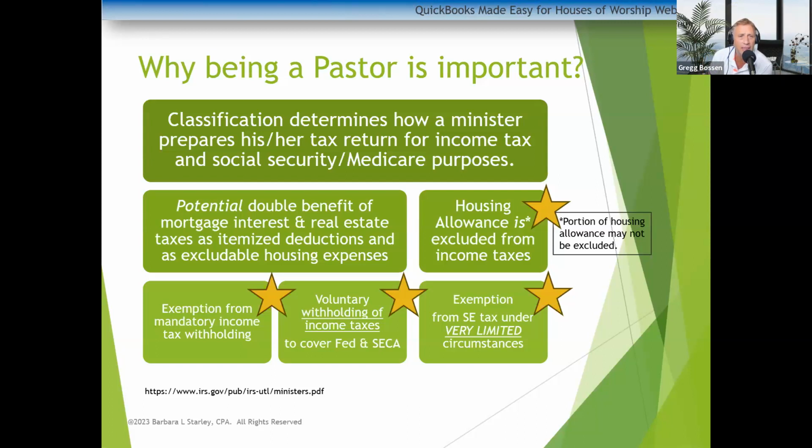And if they do, then you'll be able to be considered a pastor, and then you'll have the ability to exclude most or all of your housing allowance and be exempt from some of these other tax withholdings. Okay. Correct. All right.